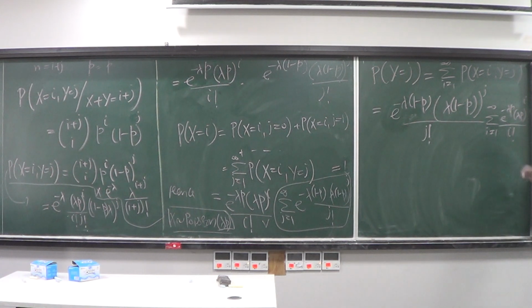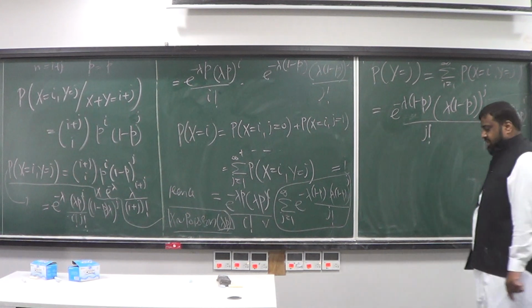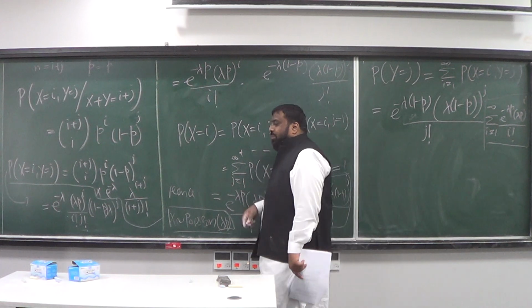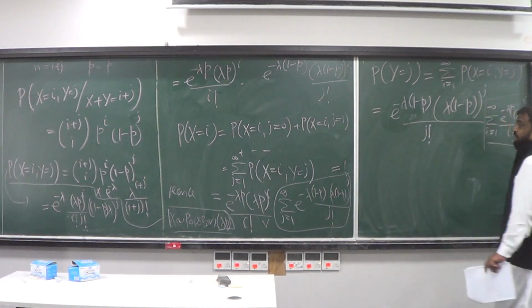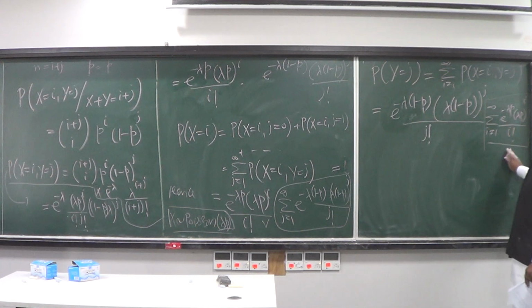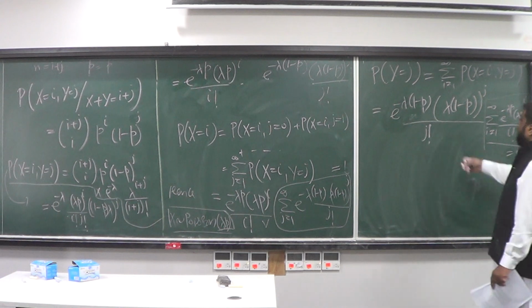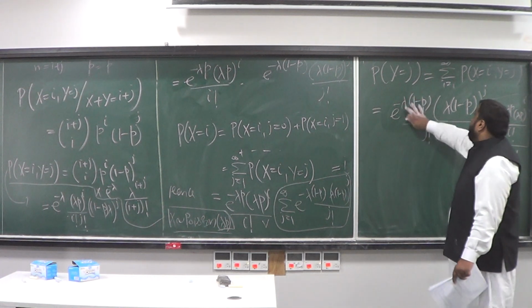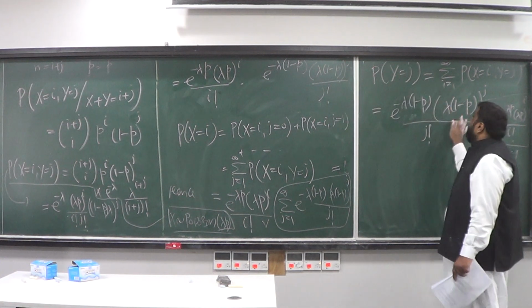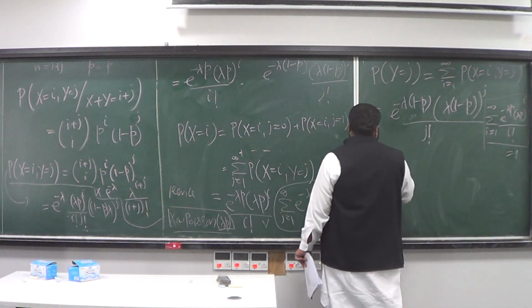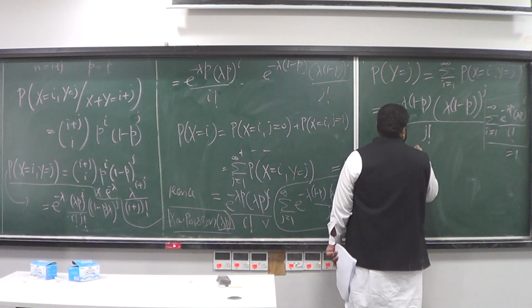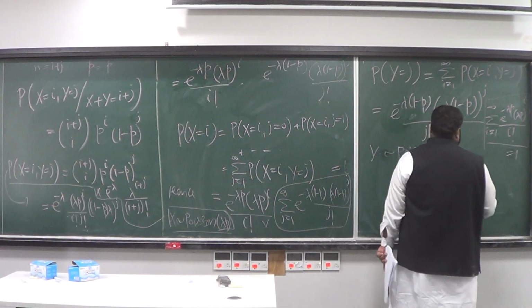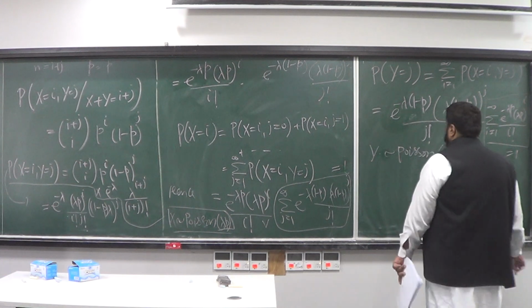Now again the same argument. This expression is the sum of all probabilities of the Poisson random variable with the parameter lambda p, so this must be equal to 1. So this shows that the probability of Y equal to j is this expression. In other words, the PDF of Y is this expression, and then Y is going to be a Poisson random variable with the parameter lambda(1-p).